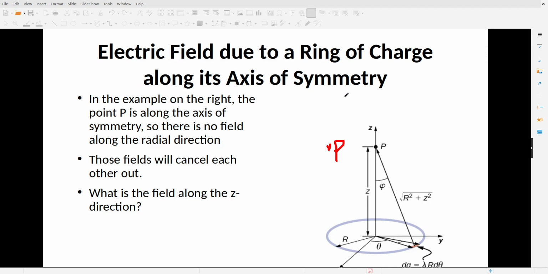Here, dq, this is the tricky part, dq is r d theta for an arc of charge times lambda. Of course, linear charge density. An arc of charge, it's r times d theta. The variable here that's changing is theta. So we find the field.